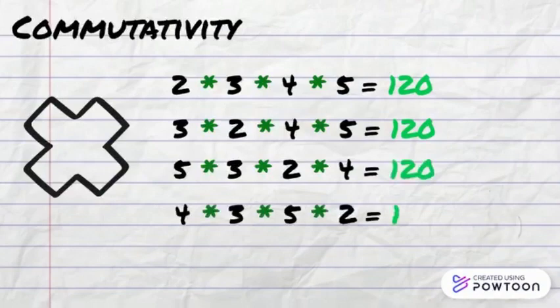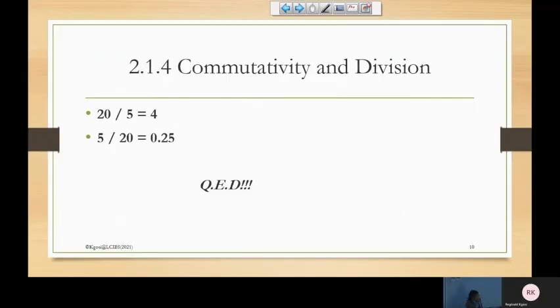Whereas division is quite a complicated one, so I decided to just use a very simple one there that you'll easily identify with, where we have 20 divided by 5 is 4, but if you switch the 5 and the 20 around, you get a different answer, 0.25.